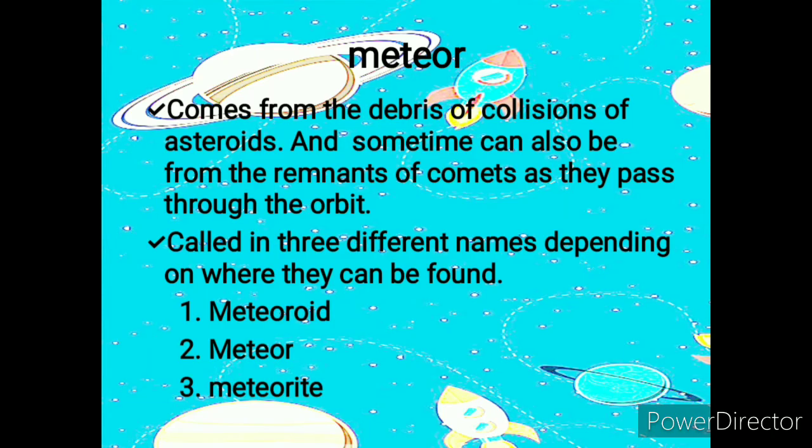Okay, I repeat. Outside the Earth, that is a meteoroid. Once it gets in the atmosphere of the Earth, it's now called meteor. It starts to burn up. And once it does not burn up completely and reaches the Earth's surface, that is now called a meteorite.